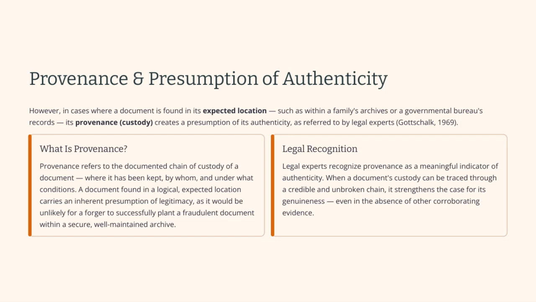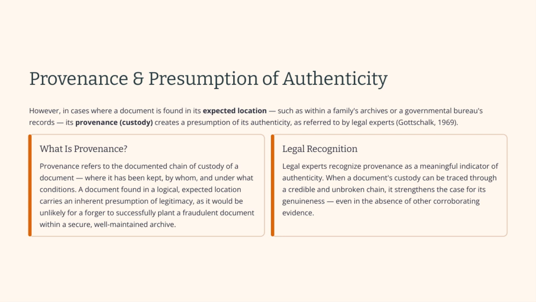Legal experts recognize that provenance, or the history of a document's custody, is a crucial indicator of its authenticity. When we can trace a document's custody through a credible and unbroken chain, it significantly strengthens the case that the document is genuine. This is true even if there isn't other supporting evidence. Provenance refers specifically to the documented chain of custody, where the document has been kept, who has held it, and under what conditions.